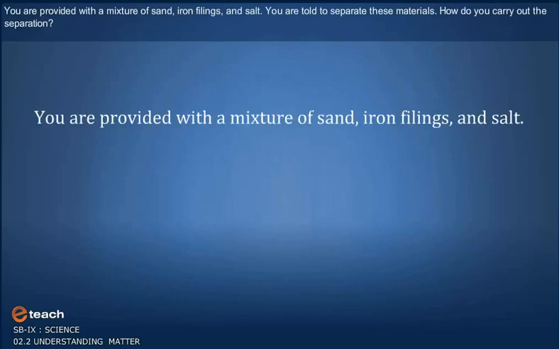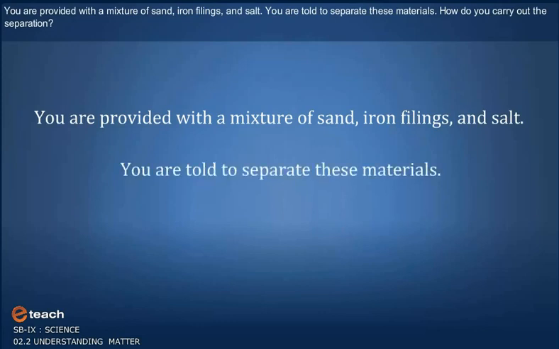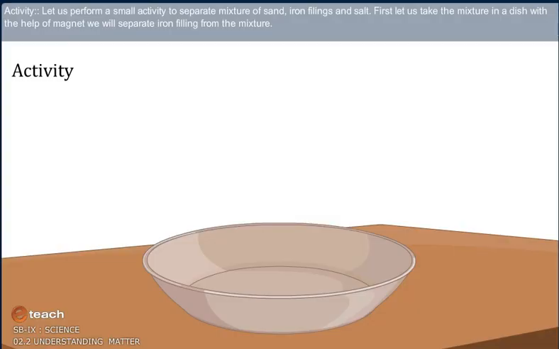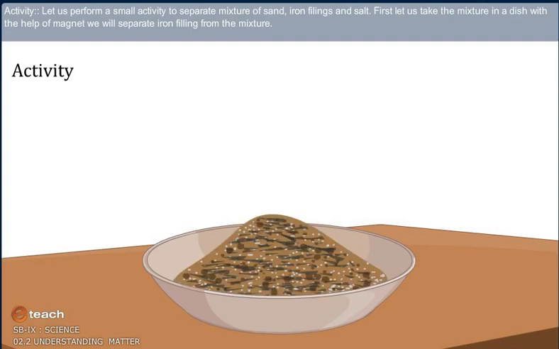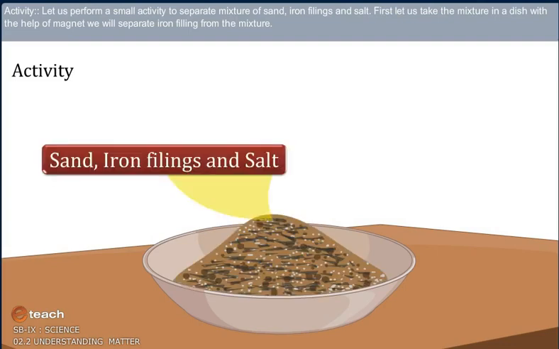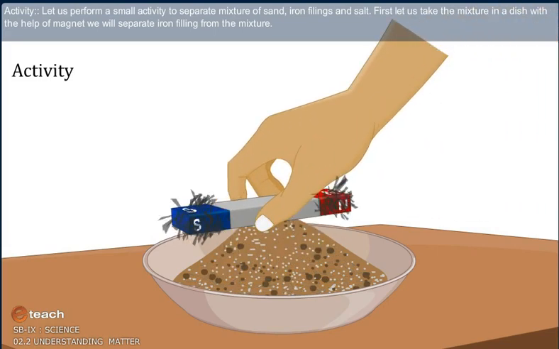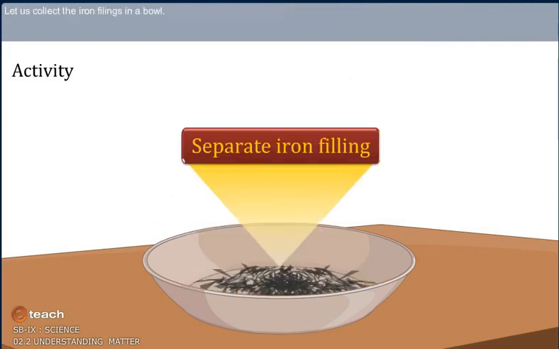You are provided with a mixture of sand, iron filings, and salt. You are told to separate these materials. So students, how do you carry out this separation? Activity. Let us perform a small activity to separate a mixture of sand, iron filings, and salt. First, let us take the mixture in a dish. With the help of a magnet, we will separate iron filings from the mixture. Let us collect the iron filings in a bowl.